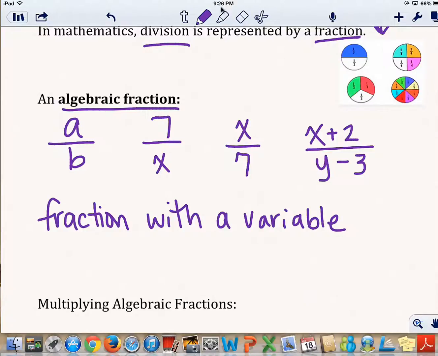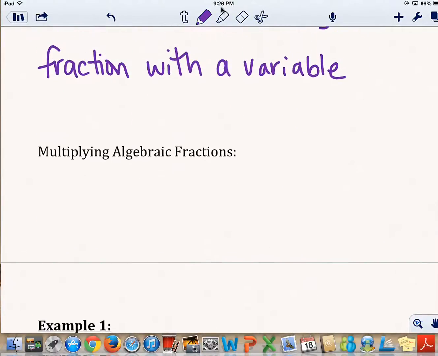Right, so when we multiply algebraic fractions, we're going to use the same rules when we multiplied numeric fractions. So if I want to multiply the algebraic fraction a divided by b times the fraction c divided by d, you know what, I probably better say that b and d are not 0 because we don't want to divide by 0. That's a problem.